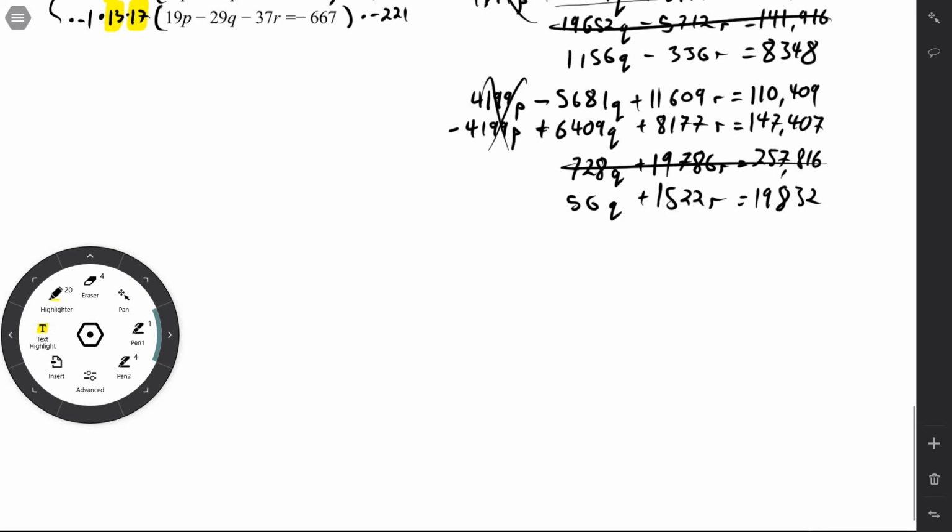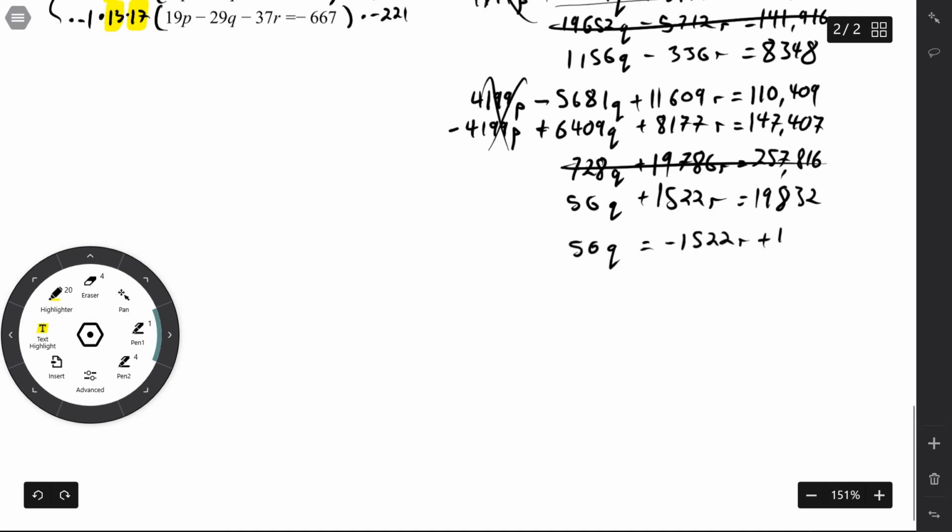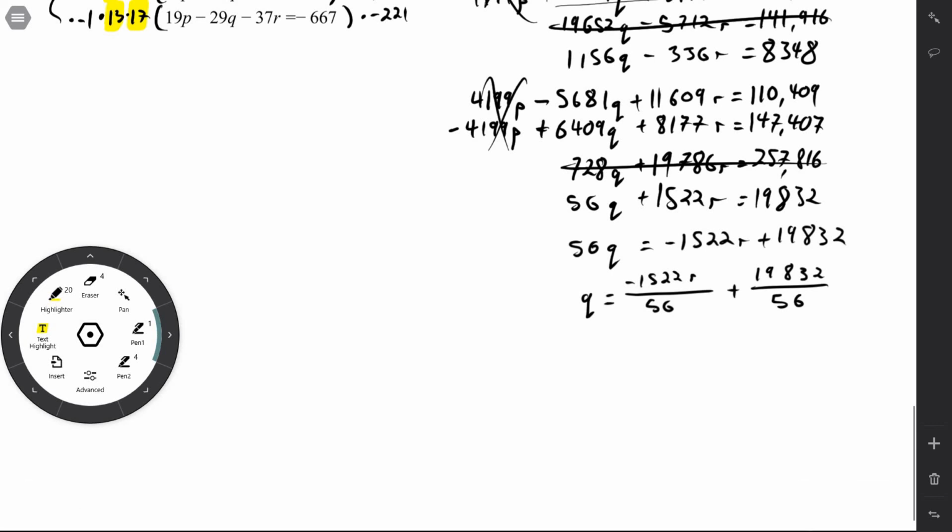So we'll do that. We'll take 56Q, and that equals negative 1,522R plus 19,832, and then we'll say Q equals negative 1,522R over 56 plus 19,832 over 56. And if you have your calculator out, we can crunch these numbers right now and try and get them down as close as we can.